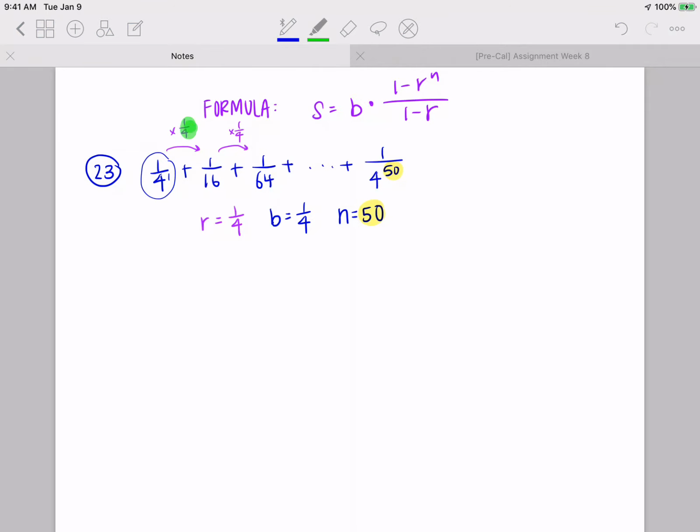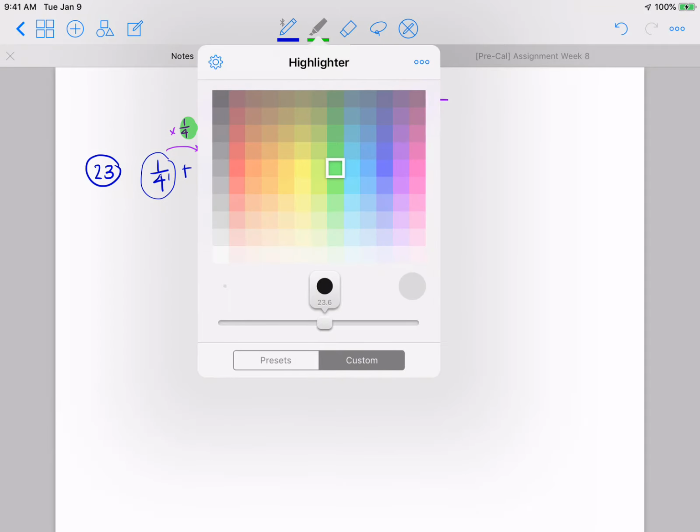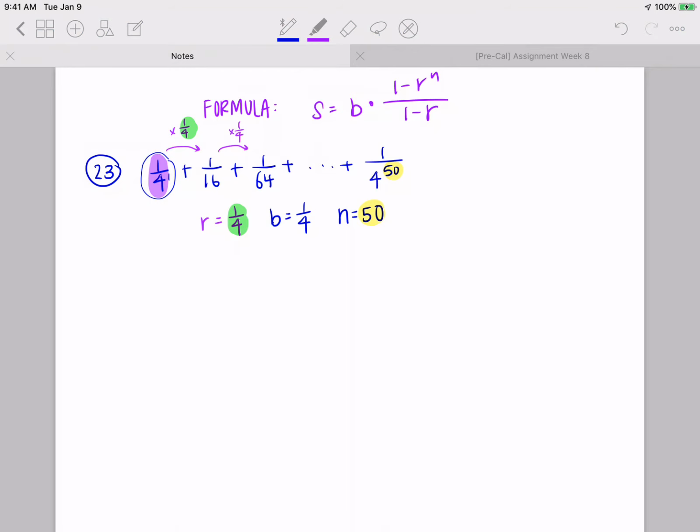Okay, let me do some color coding. This is from here, and this one right here is the first number. And since we have all the numbers, we can just fill out our formula. S equals the first number, which is 1/4, times 1 minus 1/4 to the 50th power, and then 1 minus 1/4. As long as you can substitute in everything, you can leave this as your answer.